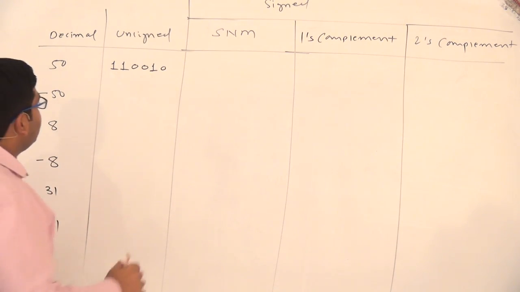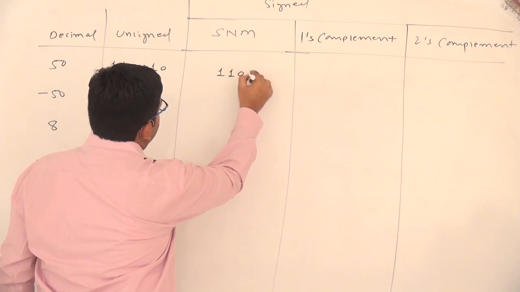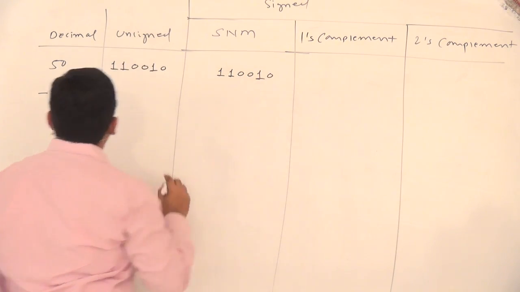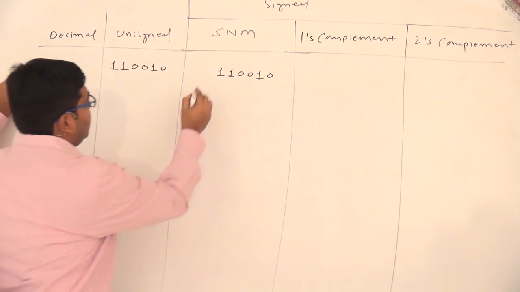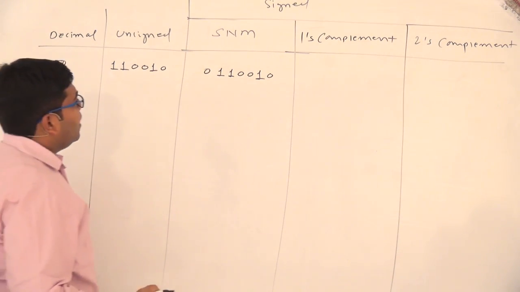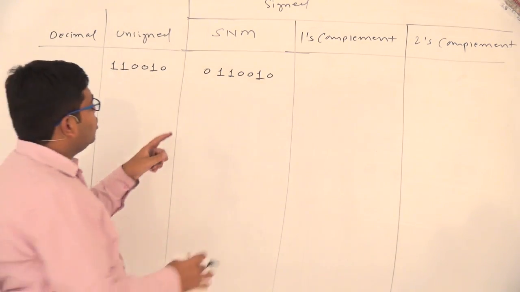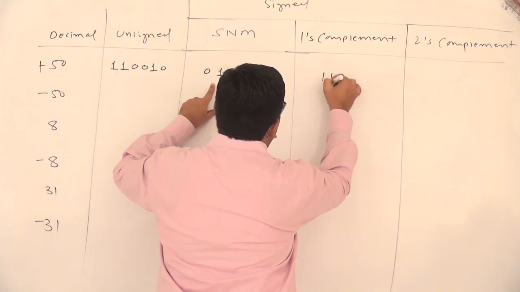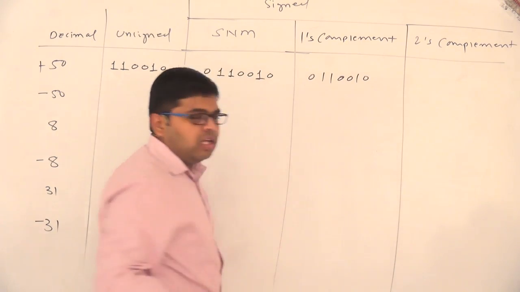In sign and magnitude, we will first write down the magnitude, which is 1, 1, 0, 0, 1, 0, and we will add the sign. Now 50 should be treated like plus 50, and therefore the sign added should be equal to 0. In 1's complement, as it is a positive number, you are not going to complement it. So simply write down the magnitude 1, 1, 0, 0, 1, 0 and add one extra bit for sign.